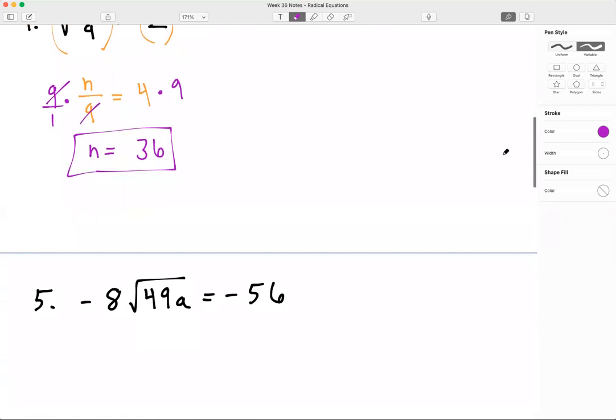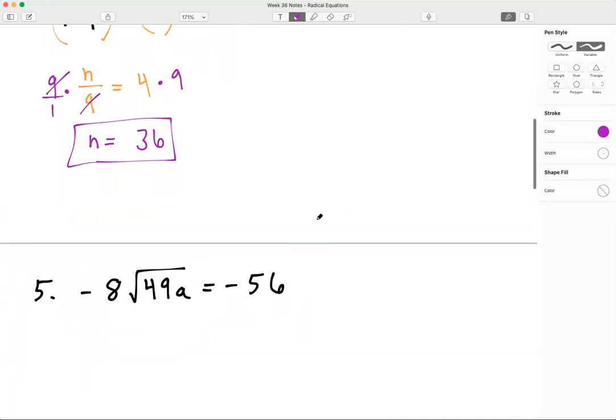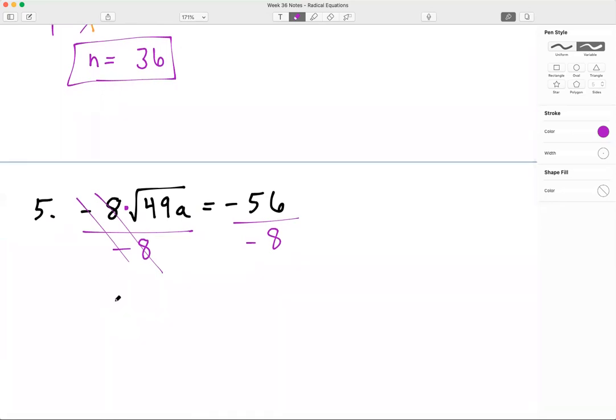All right, last one. So in this case, we've got to get what is under this radical, or just radical right here, by itself on one side. So what do we have to get rid of? This negative 8 here. So let's divide both sides by negative 8. Why? Because negative 8 is being multiplied by this value here. So we've got now negative 8's canceling. And the square root of 49a equaling 7, right? Negative 56 divided by negative 8 is 7, knowing our multiplication tables.